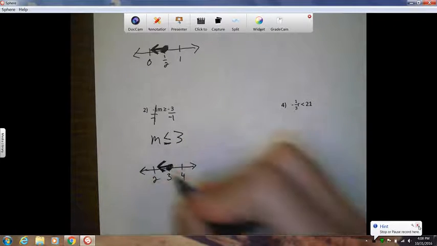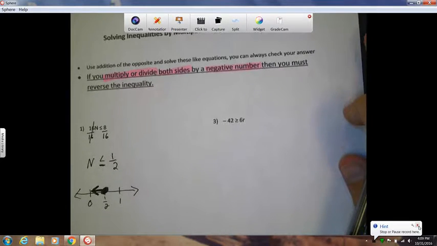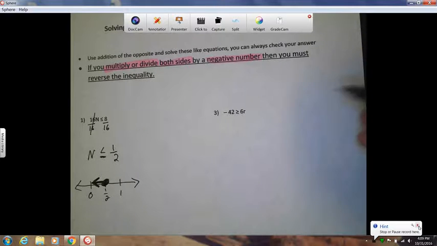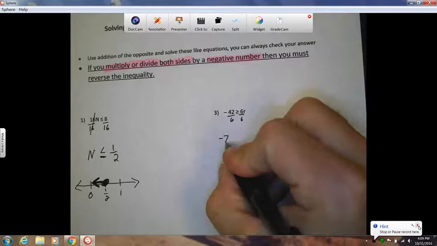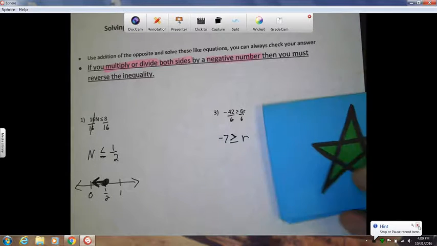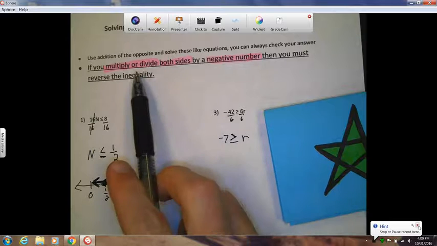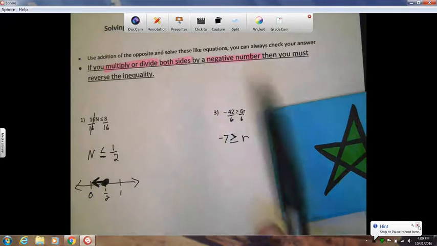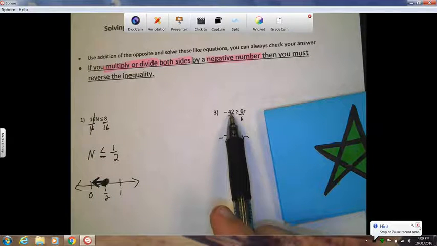Let's look at number 3. Negative 42 is greater than or equal to 6r. So to solve for this, divide both sides by 6. Be very careful right here. You do not reverse the inequality, because I did not divide both sides by a negative number. I divided both sides by a positive 6. Just because this is already a negative has nothing to do with it. It has no effect. So make sure you double check that.